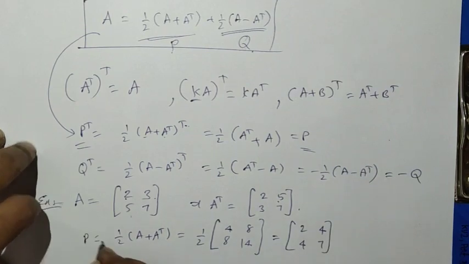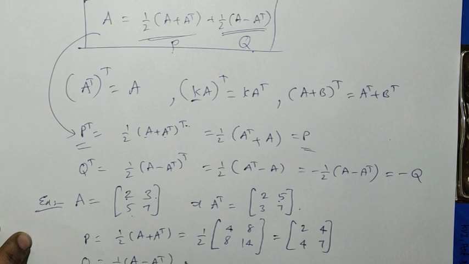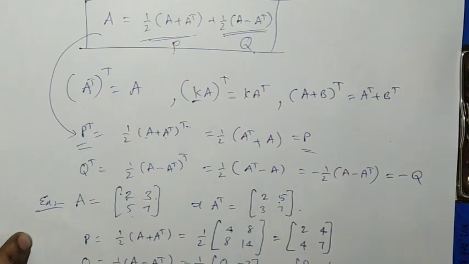This is P. And then Q is equal to half into A minus A transpose, which is half into 2 minus 2 is 0, 3 minus 5 is minus 2, 5 minus 3 is 2, 7 minus 7 is 0. Taking half, we get 0 minus 1, 1 0. So this is Q.